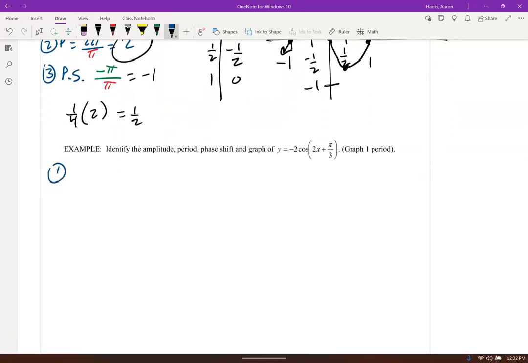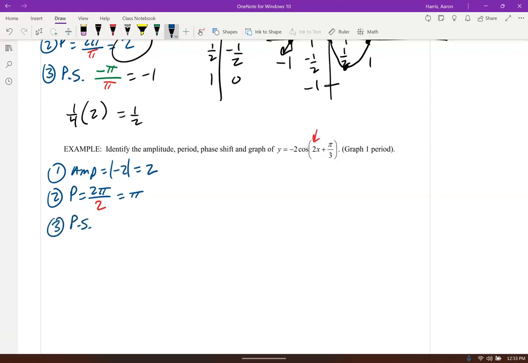All right, number 1 here, our amplitude. That's the value -2. Now notice that is a negative value, so that's going to flip the cosine over the x-axis, right? Our period here is 2 pi over b, which is 2. That's the 2 right there. So our period is pi. It'll do one cycle every pi amount.